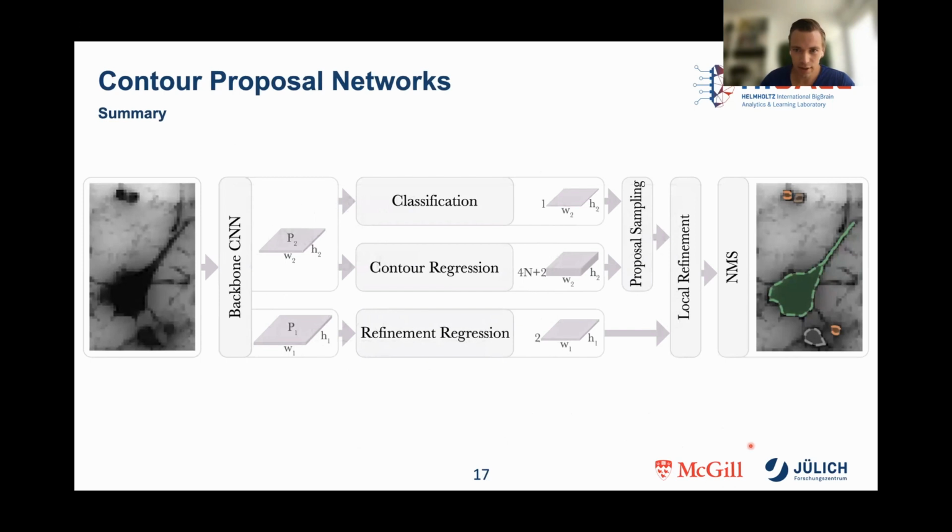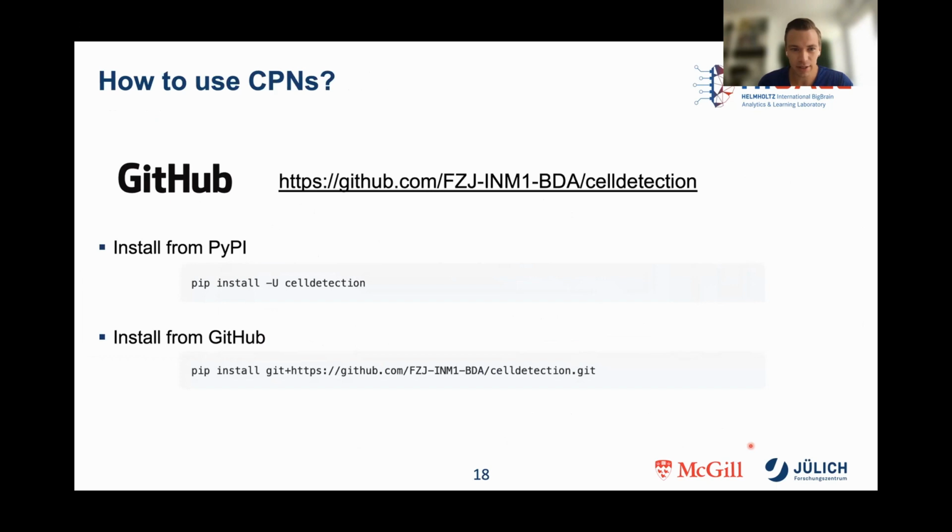With that said, this is basically all you need to know about the basic setup of a contour proposal network. If you would now like to try it yourself, you can visit our GitHub site or just pip install cell detection, and you should be good to go.